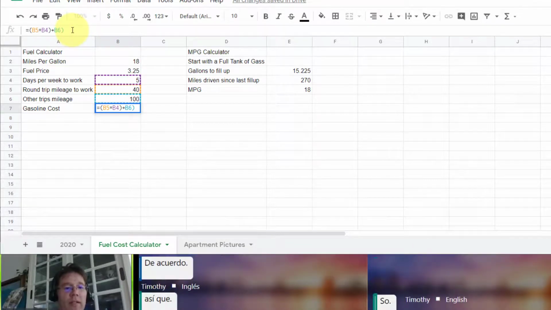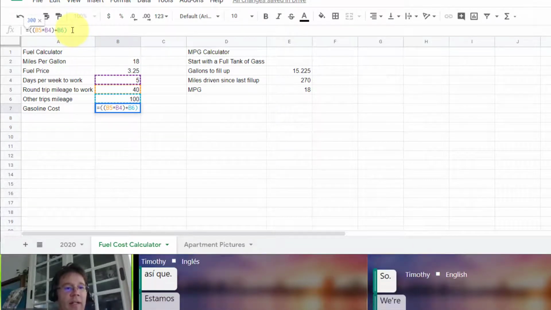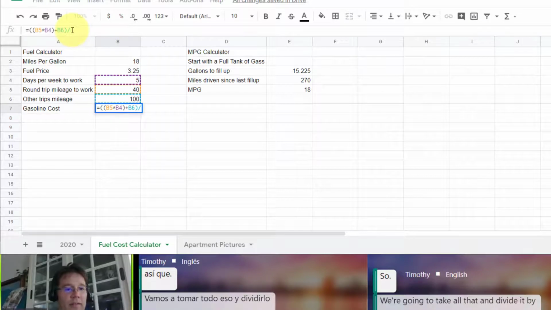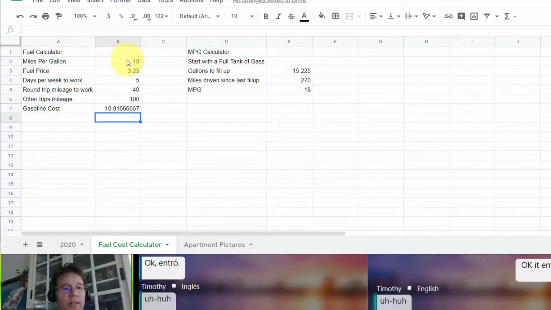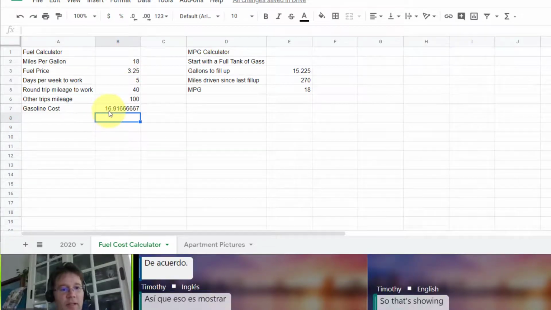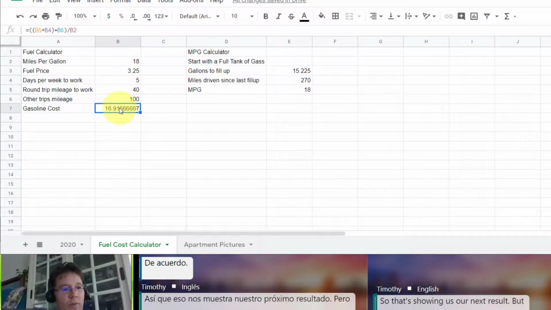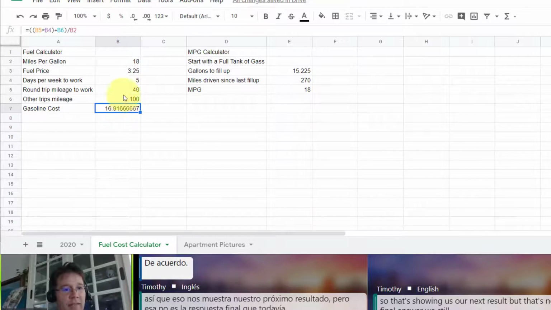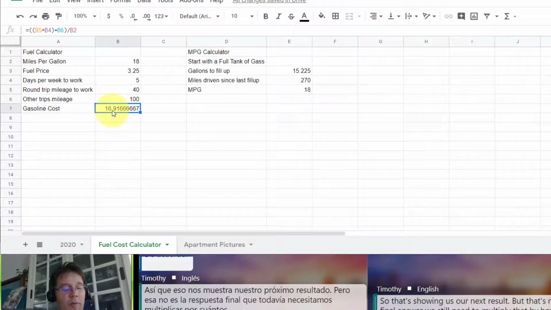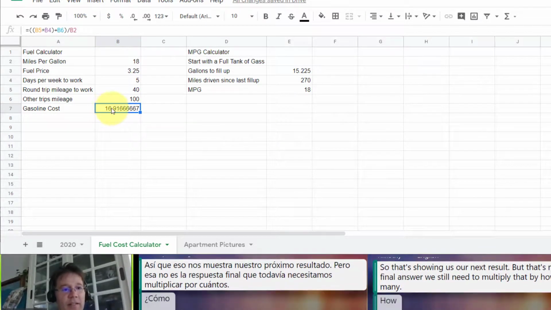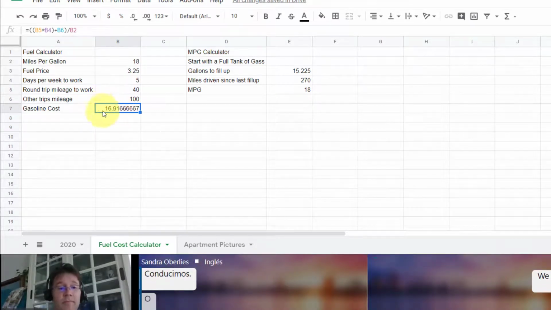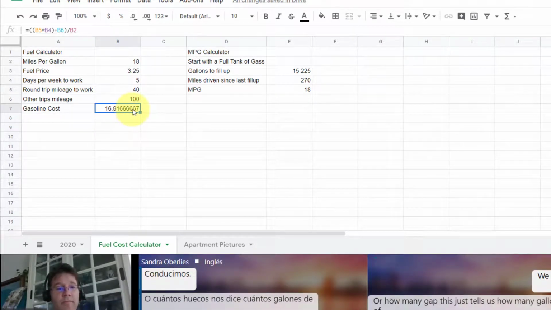Okay? There you go. So then let's put a parentheses around all of that so we can divide it by another number. We're going to take all of that and divide it by the miles per gallon. Miles per gallon is up here. Okay, hit enter. So that's showing us our next result, but that's not the final answer. We still need to multiply that by how much a gallon is. Right. This just tells us how many gallons of gasoline we're going to be using in our weekly trips.